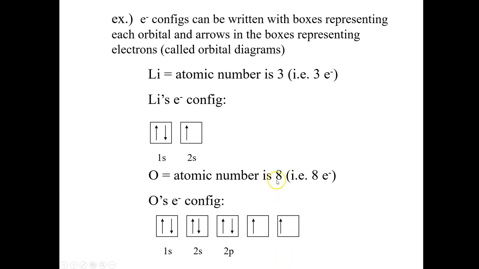Right? So what if I had 9? Where would the next one go? Right here. Right? What if I had 10? Where would the next go? Here. What if I have 11? Well, the 2p would now be done. I'd have to go to my next sublevel, according to my orbital diagram.